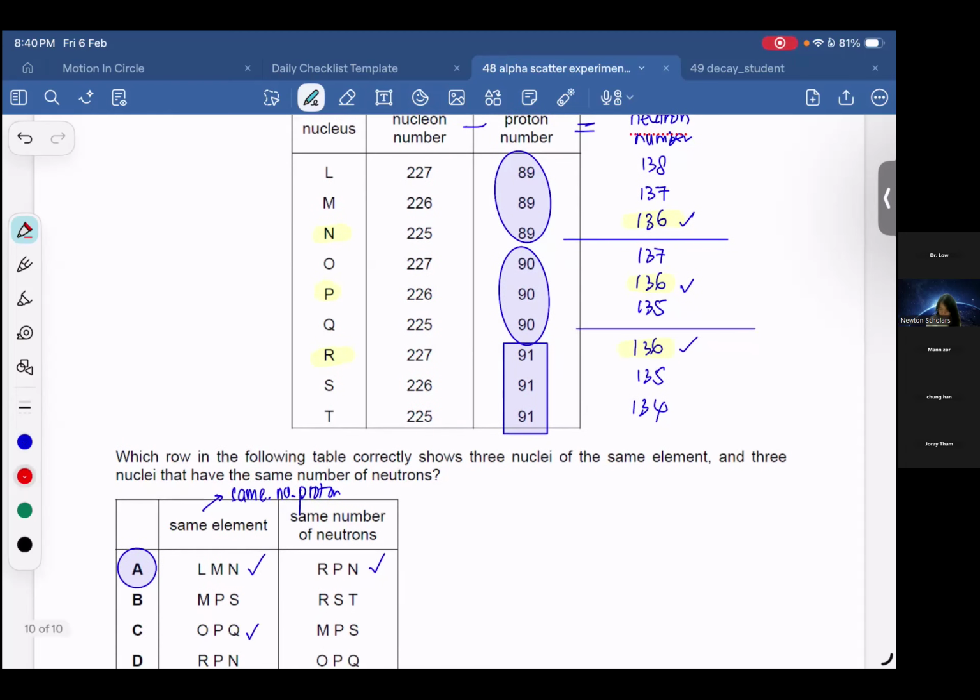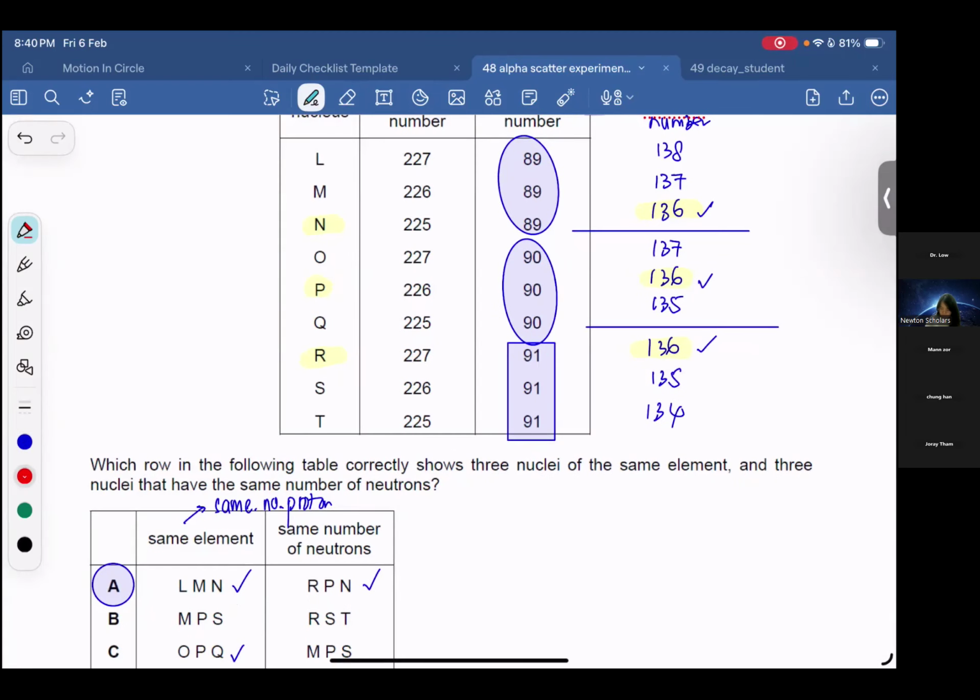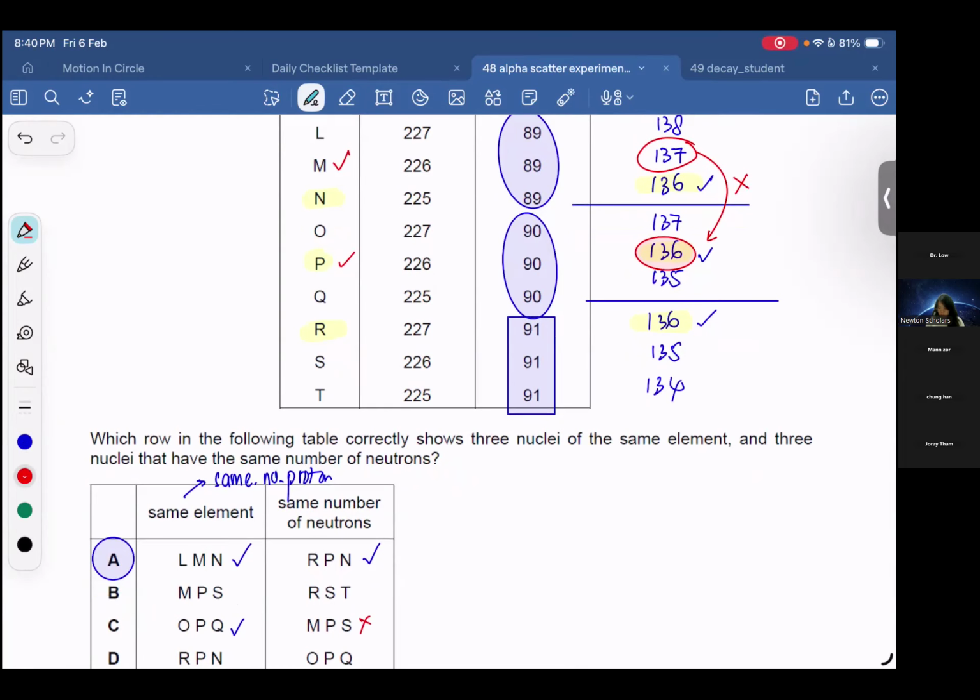We have a look first. M, where is it? M is here. Then P is here. So it is confirmed wrong. These two are not the same. So C is wrong here.